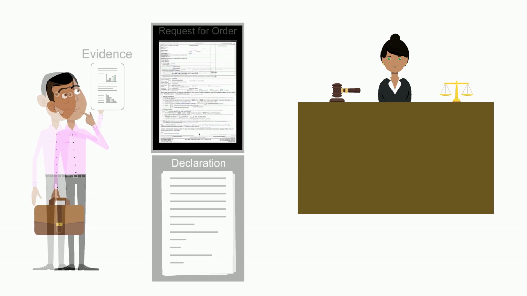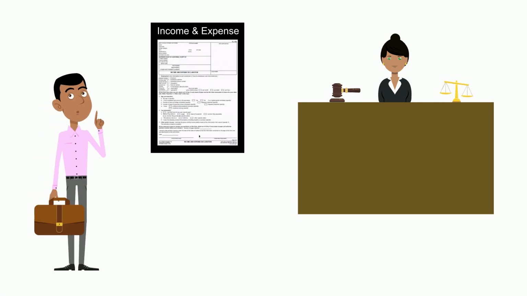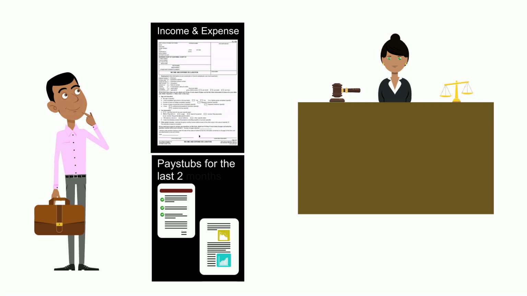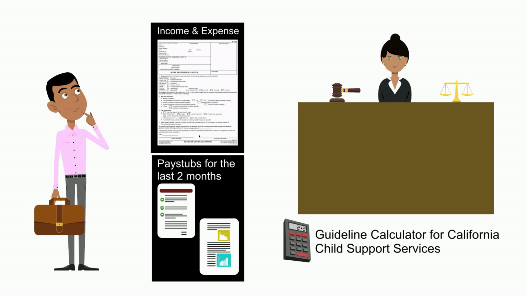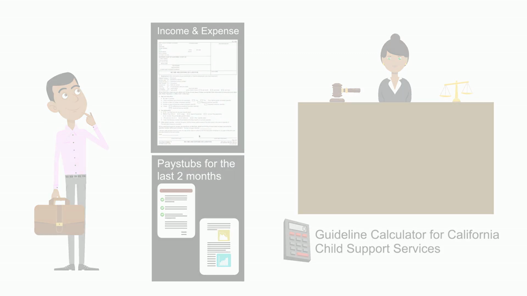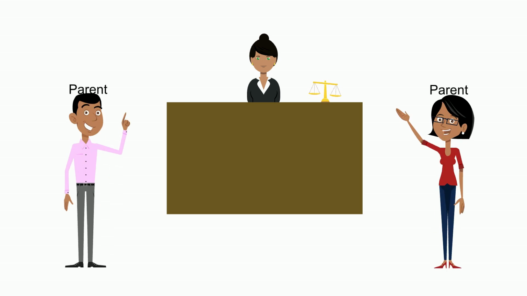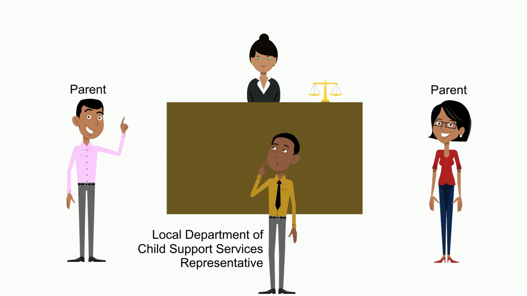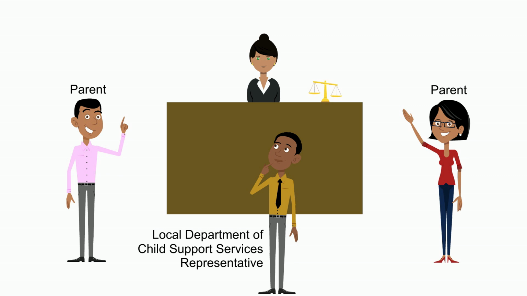In your declaration, you can attach any proof, referred to as evidence, to help support your statement. With your income and expense declaration, you will be required to provide information regarding your income and household expenses. You will also have to provide your pay stubs for the last 2 months. California has a statewide formula, referred to as a guideline calculator, for figuring out how much child support should be ordered.